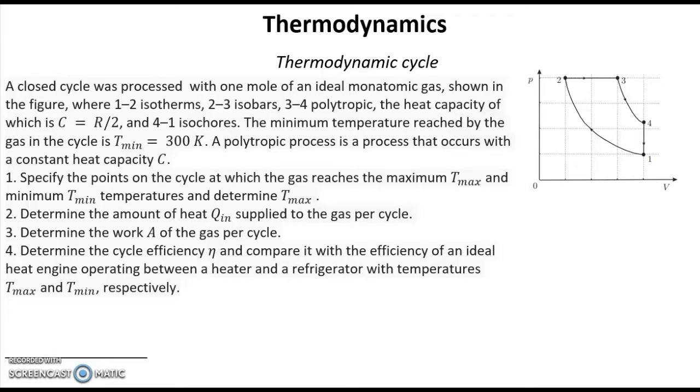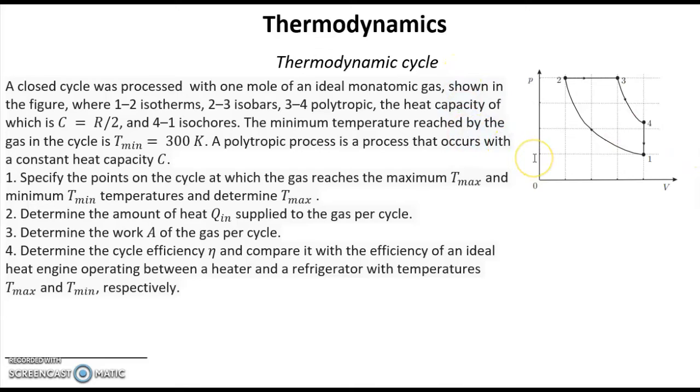Thermodynamics. Problem: Thermodynamical cycle. A closed cycle was processed with 1 mole of an ideal monatomic gas, shown in the figure, where 1, 2 is isotherms, 2, 3 is isobars, 3, 4 polytropic, the heat capacity of which is C equal R over 2, and 1, 4 isochoric.